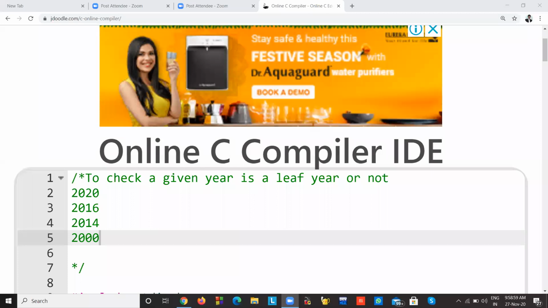So 2020, 2016, 2014, and 2000. Are these leap years or not?